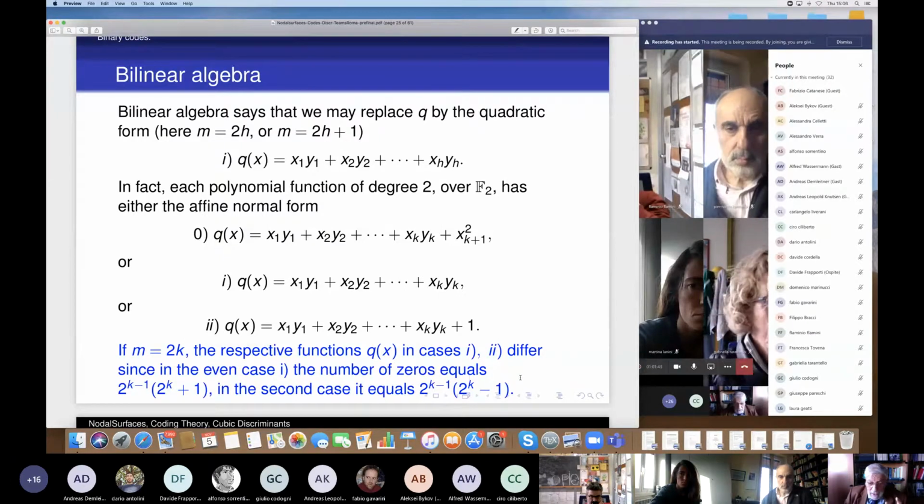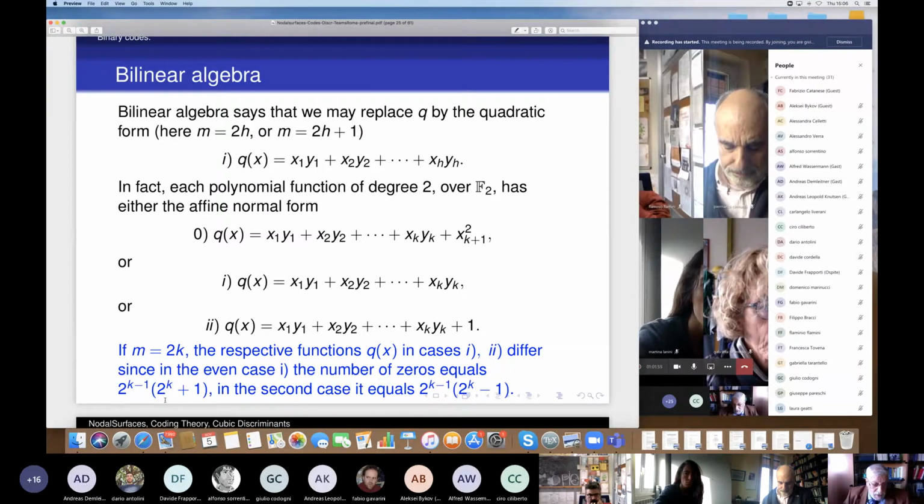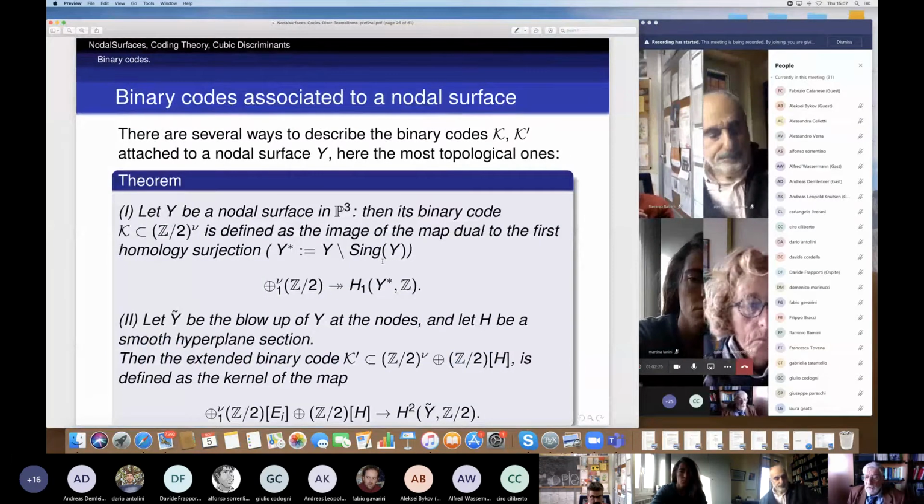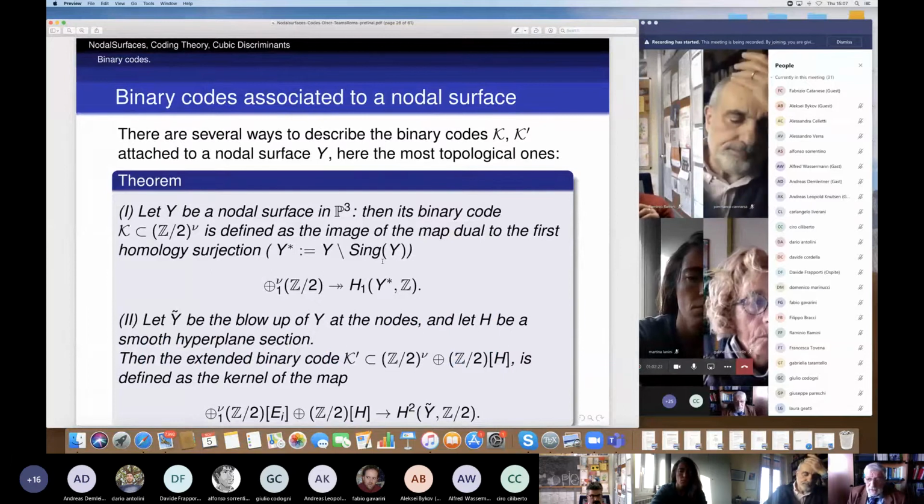and I mentioned this, they differ because in the even case, 1, the number of zeros equals 2 to the k minus 1 times 2 to the power k plus 1, and in the other case it equals the same power of 2, but now you take 2 to the k minus 1. I'm mentioning this because these numbers are well known to geometers, because they are just the number of even or odd theta characteristics of algebraic curves. Now we come to something a little bit hard.